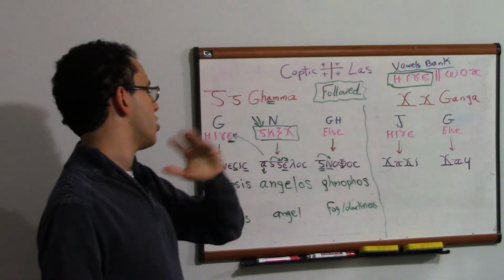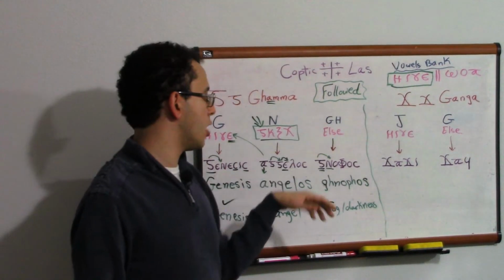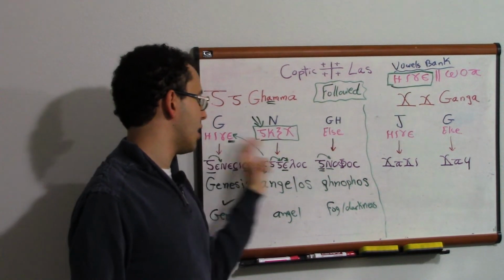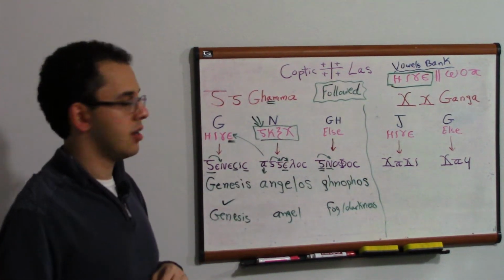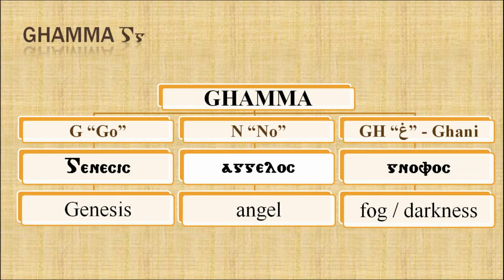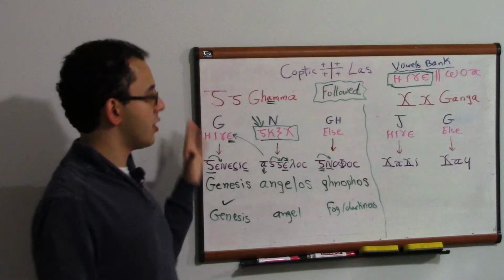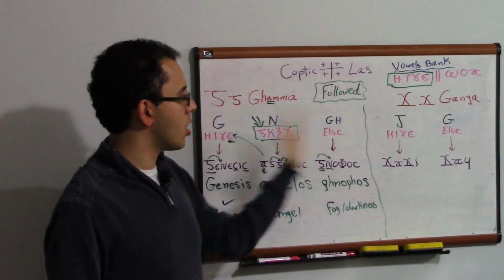Okay, and then you continue the rest of the word Angelos, and finally we said if it's not followed by any of those 8 sets of letters, then it just becomes a regular default Ghain sound, like Ghanni, which would be Gonophos, and Gonophos means fog or darkness. That wraps up Ghamma. Next, we're going to talk about Ganga.